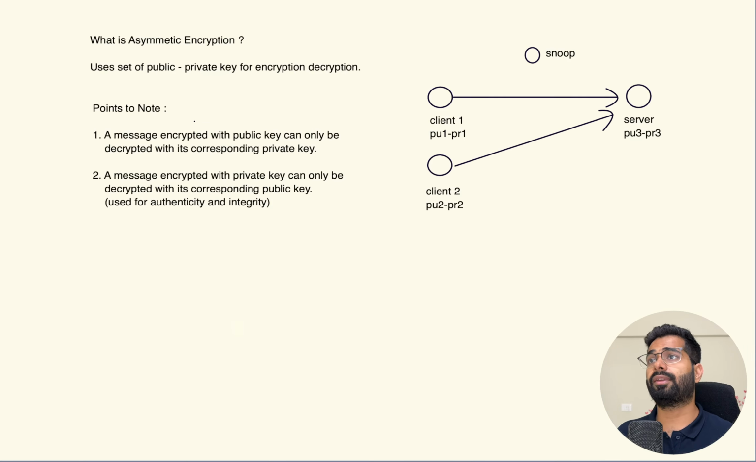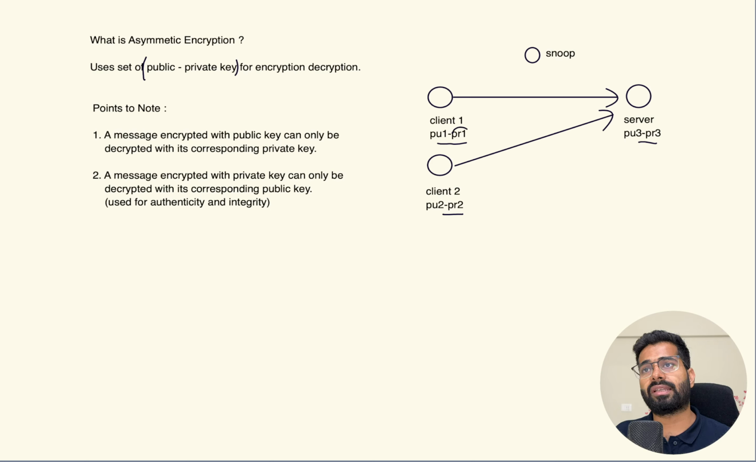Now let us see what is asymmetric encryption. Asymmetric encryption is very important and a little bit complex, so we will go slow and in detail. Asymmetric encryption always uses a pair of a public key and a private key. Every computer on the internet that is using asymmetric encryption will have its own pair of public key and private key.